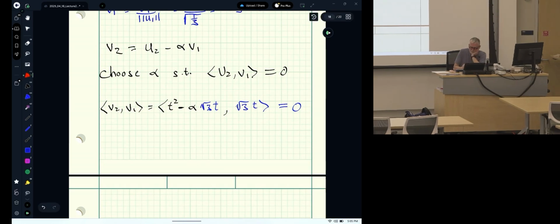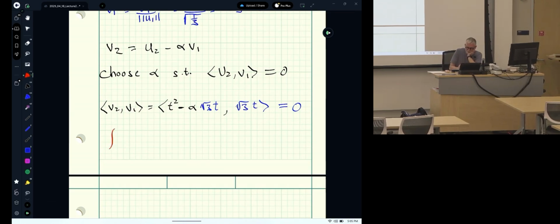Okay, do we have it? What we need to compute? Inner product is integral 0 to 1 of the first term times the second term. And then we're going to solve for alpha to make this inner product 0.